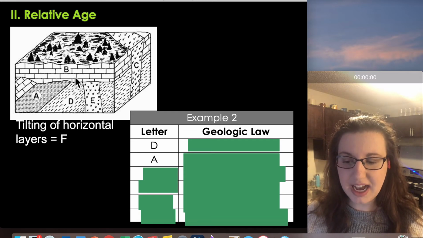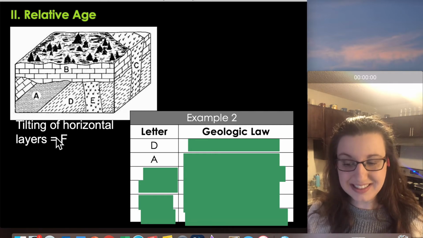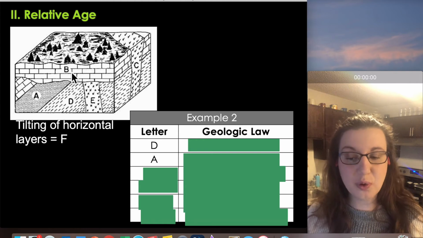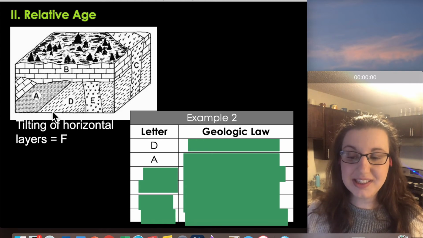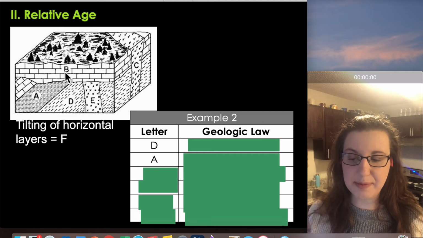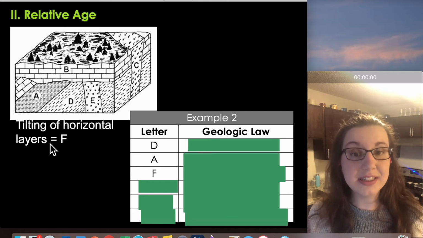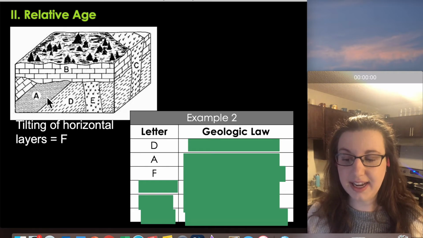But not all of B is tilted, meaning that basically tilting happened first before the majority of B. So the tilting of D and A, again, we can tell that this happened before B because B is not tilted, so the tilting happened next. So the tilting of the horizontal layers.